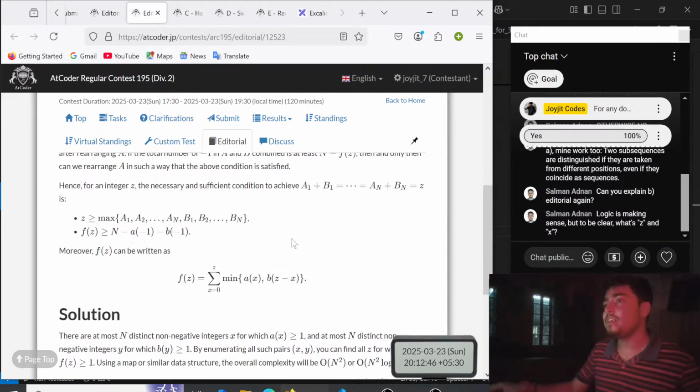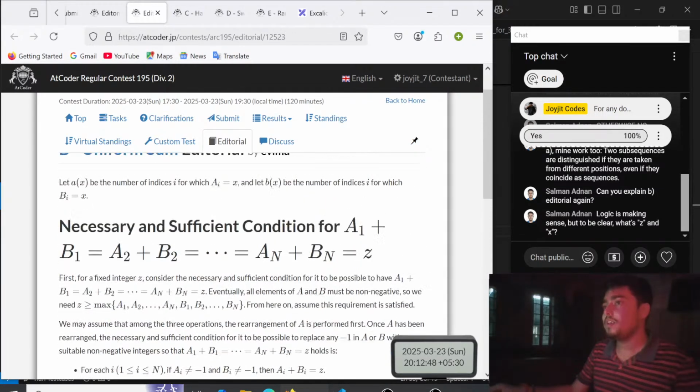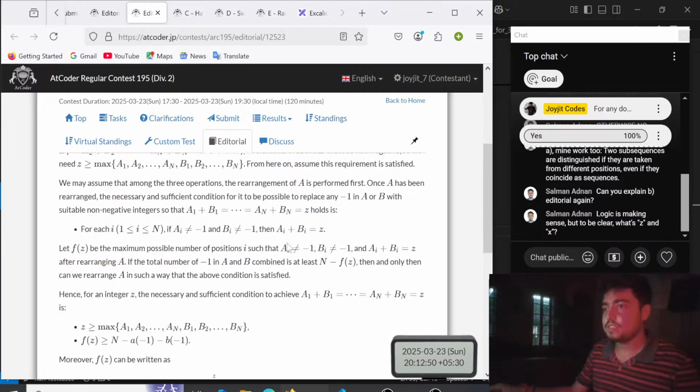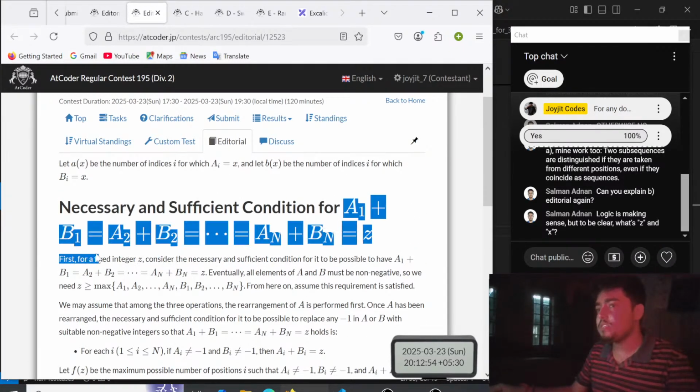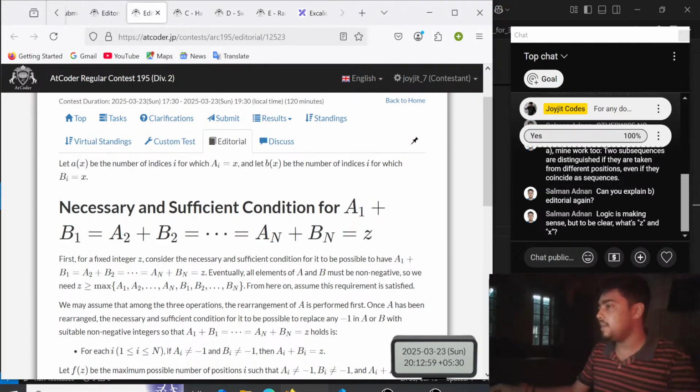Z is the addition. I'll tell you what z and x are. You know that this condition, a1 plus b1 is equal to a2 plus b2 is equal to dot dot dot equal to an plus bn. So this is z, and x is a of i. And z minus x is b of i. Now is it clear what z and x are?